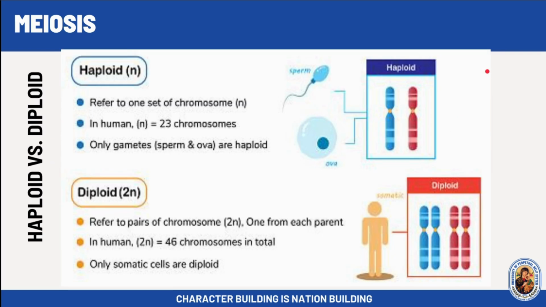So, a haploid versus a diploid. A haploid refers to a single set of chromosomes. It's defined as the letter N. This only occurs in gametes, sperm and ova. A diploid, on the other hand, refers to a pair of chromosomes, one from each parent. It's depicted as 2N and only happens in somatic cells or body cells.